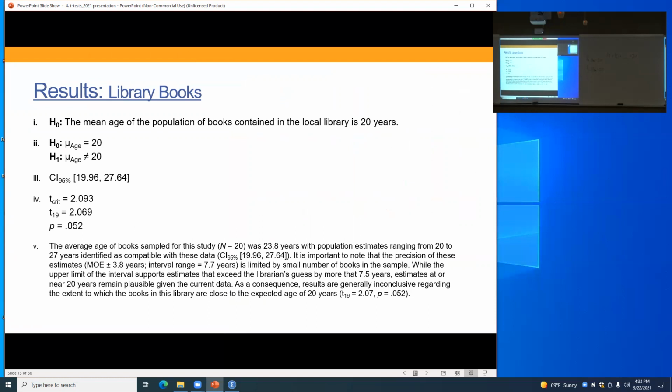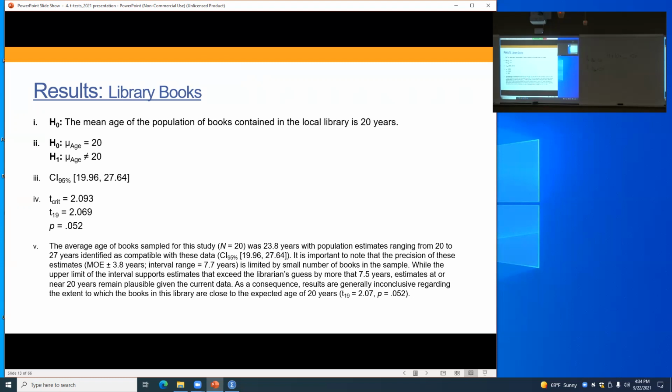So we say the average age of books sampled for this study was 23.8 years, with population estimates ranging from 20 to 27 identified as compatible with the data. Notice that at no point have I started talking about percentage likelihood or confidence level or anything along those lines. I just dropped it in, so if you want to know the confidence level, you just look at that. It prevents confusion.